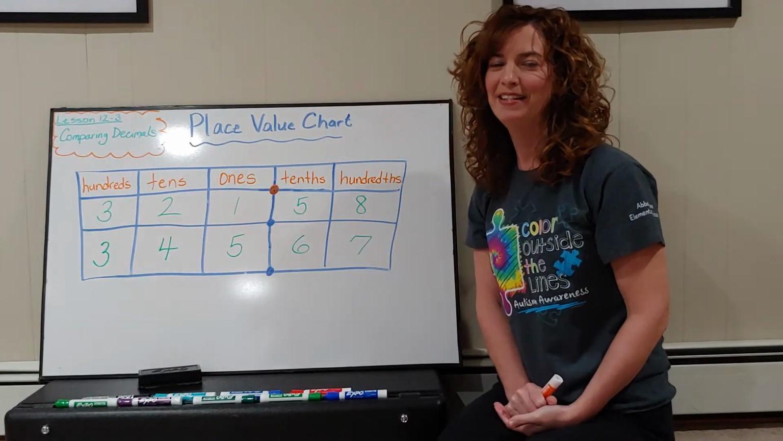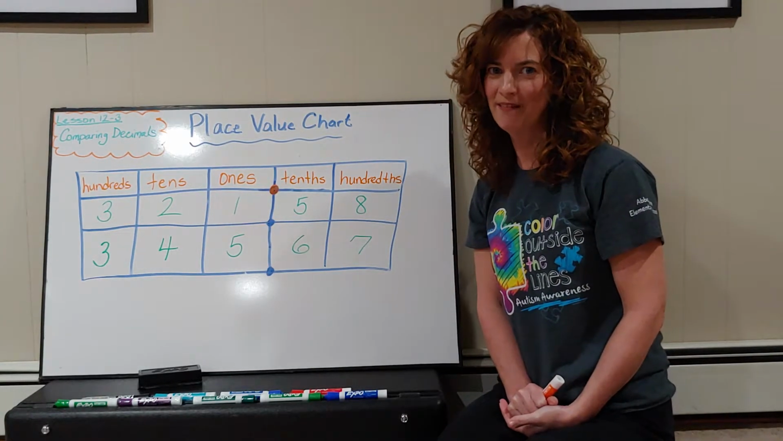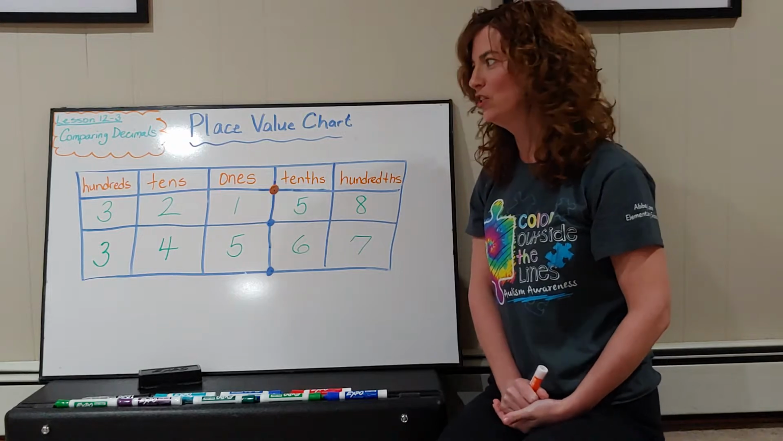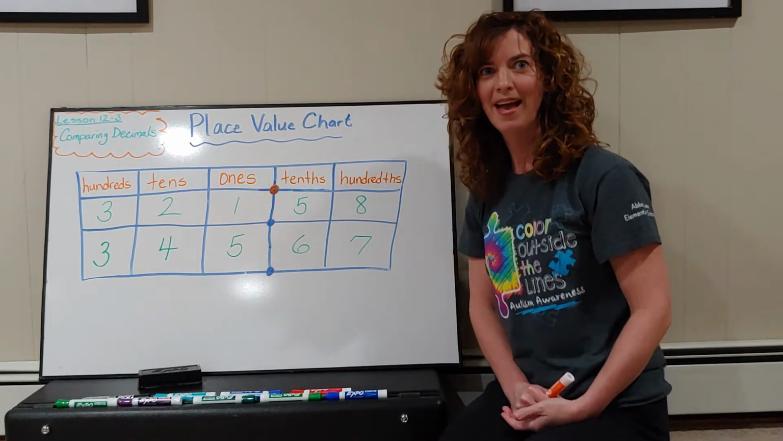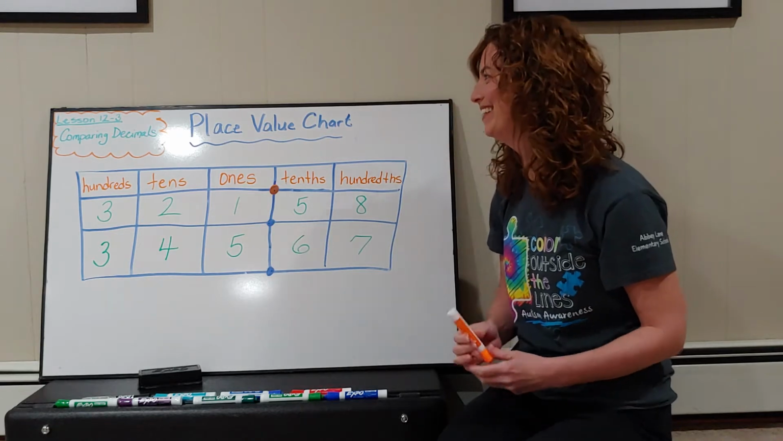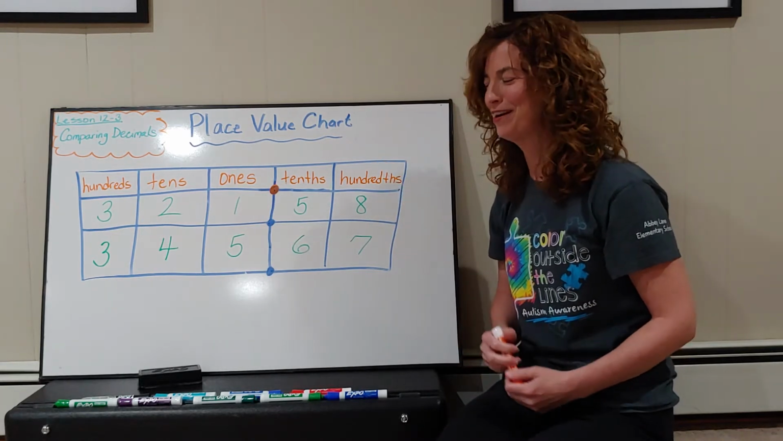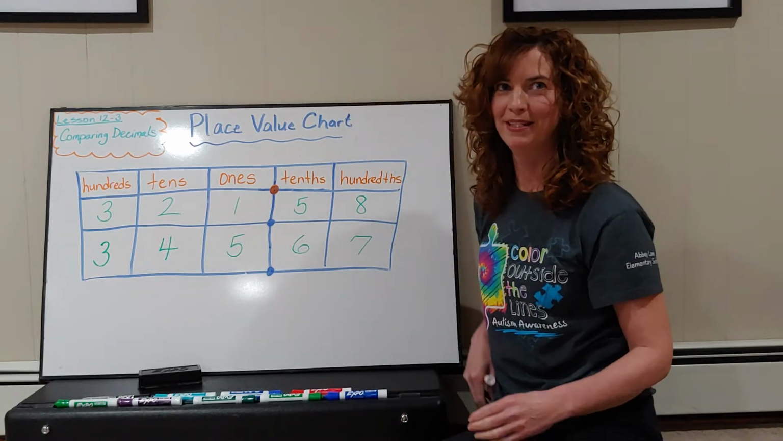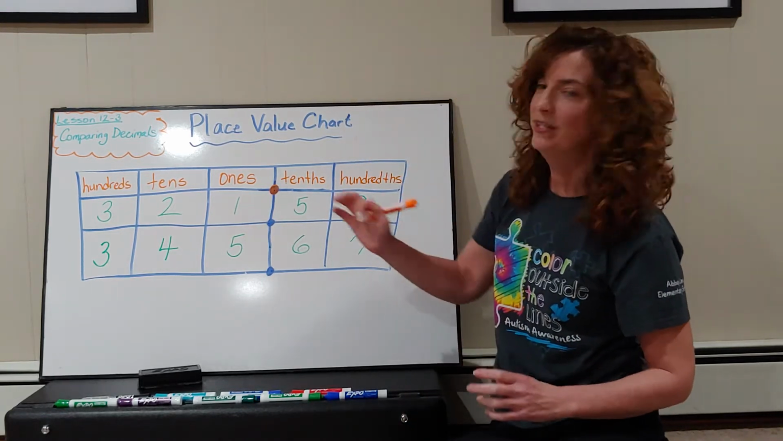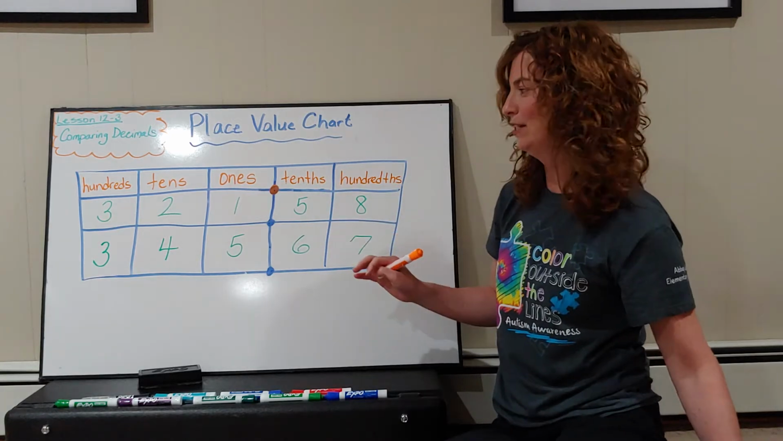Everyone, it's Monday, April 27th, and we are working on Envisions 12-3, comparing decimals. And here's our place value chart. So we did this on Friday, and we're going to do it again today. We're going to use bigger numbers today. All right, so if you see, I have two different numbers in my place value chart.